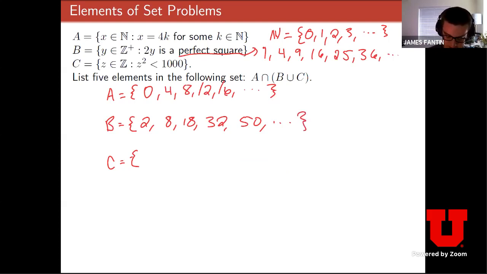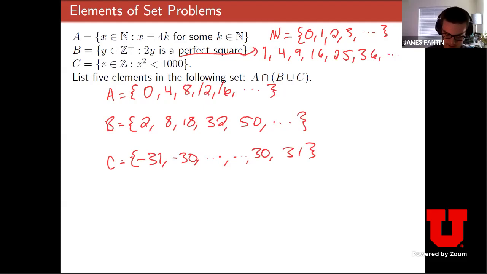And then lastly, we've got C, where C is an integer, and Z squared is less than 1,000. So here we just need to find whatever value squared gives us close to 1,000. So in this case, we would start with negative 31, negative 30, etc., all the way up until we get to 30 and 31. Once we get to 32, that's equal to 1,024, and so we'd be over that 1,000 threshold.